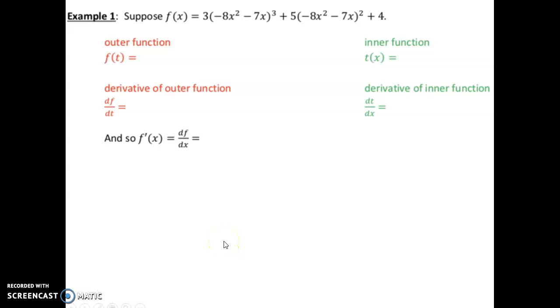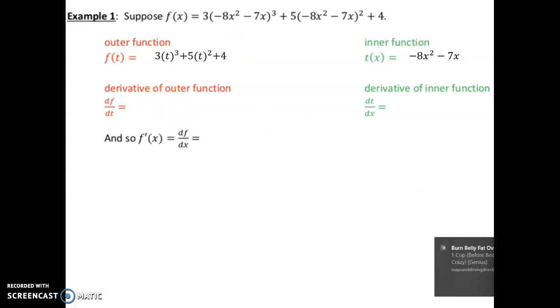So I'm going to do a couple of examples here using Leibniz notation. I'm going to break it up into pieces. In this case, instead of using u, I was using t for the inside function, but the process is the same. I look for the inner function. I'm going to call it t of x. I rewrite the outer function. So in this case, 3t cubed plus 5t squared plus 4. Take the derivative of both pieces here.